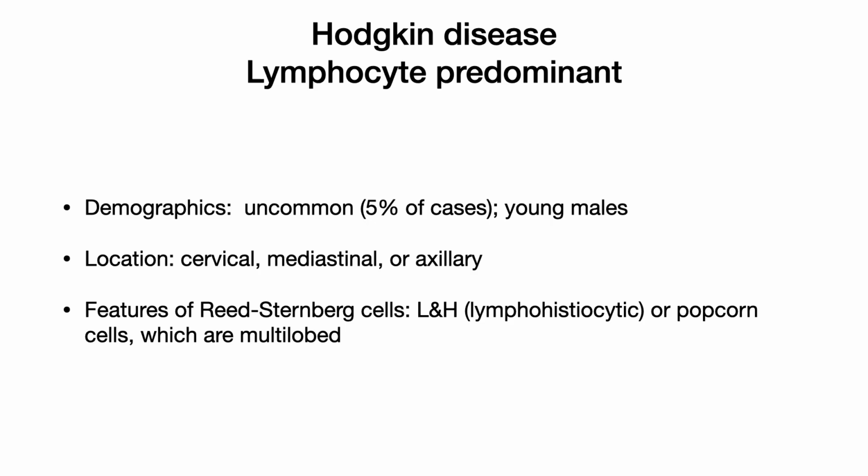Lymphocyte predominant is a rare version, and it's different than the other ones. You'll see with the immunophenotype when I have the table at the end that ties them all together. This one is seen in young males. It's cervical, mediastinal, or axillary, so the same as nodular sclerosis. And then the Reed-Sternberg cells are what they call LNH, or lymphohistiocytic, or popcorn cells.